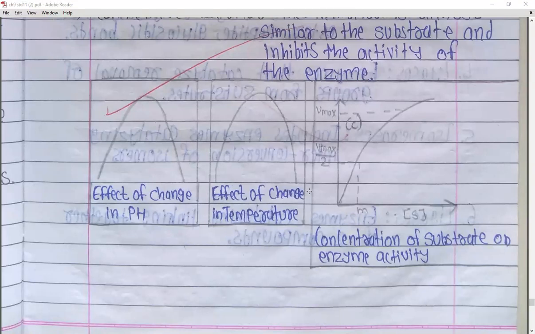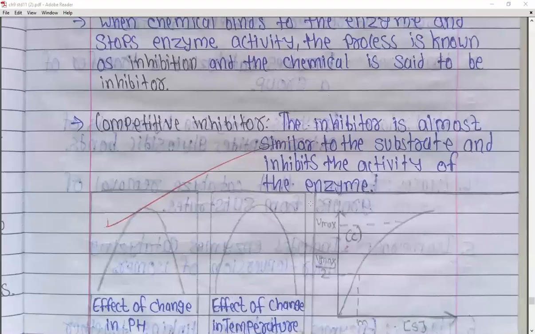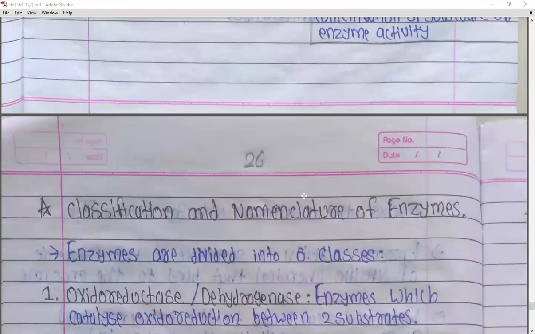And this is the velocity. They utilize the substrate and reach a maximum velocity, which is known as Vmax. And half of it is said to be Vmax by 2, that is half of this velocity. So this is about the factors which are affecting the enzyme activity.